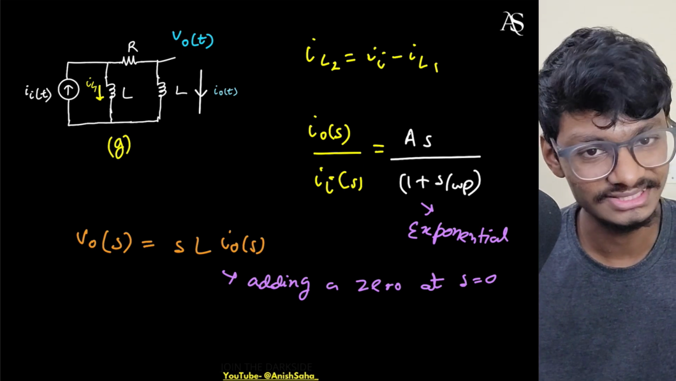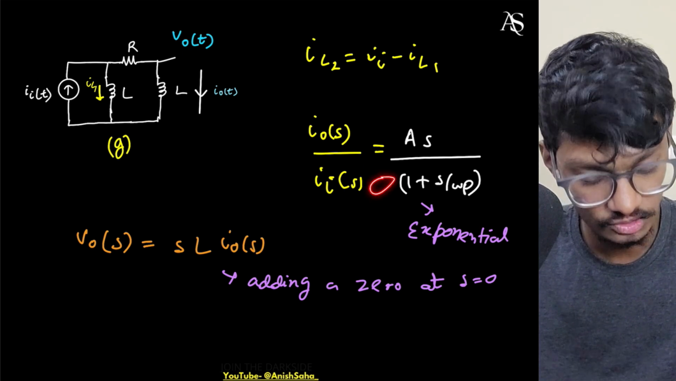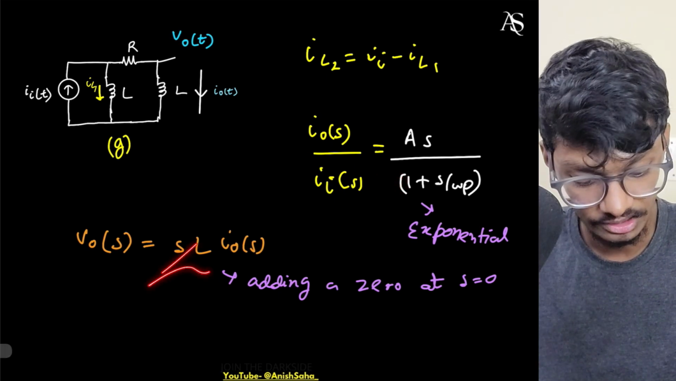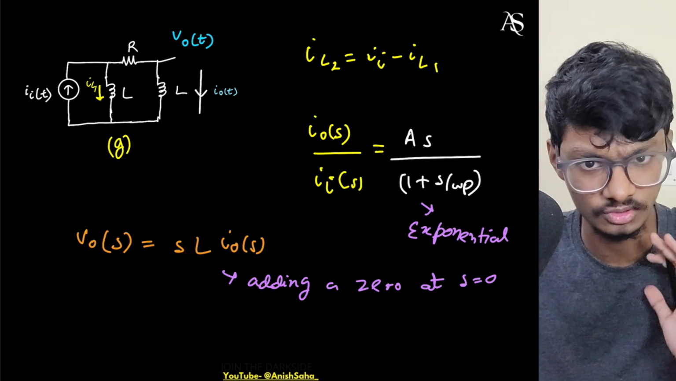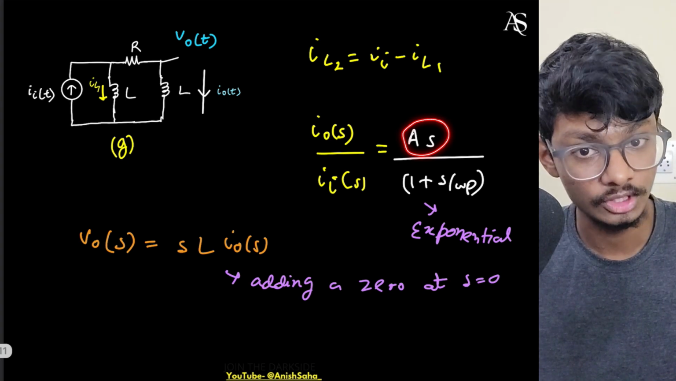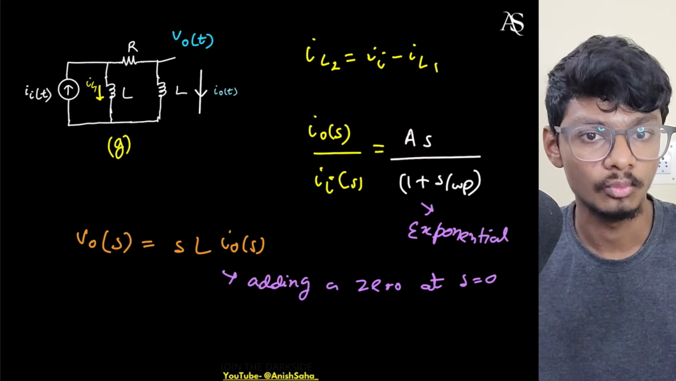So this adds a 0 at s equals 0, but unless I get a pole at s equals 0, they will not get cancelled and the order will change. The order will remain the same because this only adds a 0, so it doesn't matter to me. But here you can observe that the order of the numerator, that means the number of zeros, is more than the number of poles. But why is this happening?